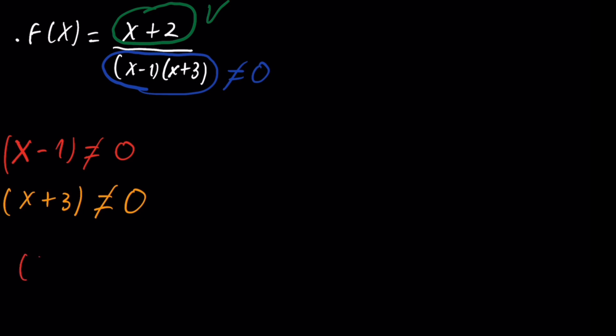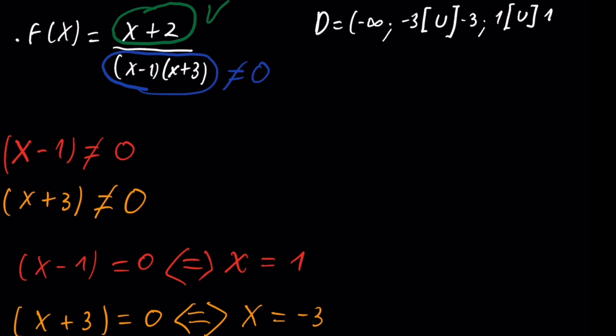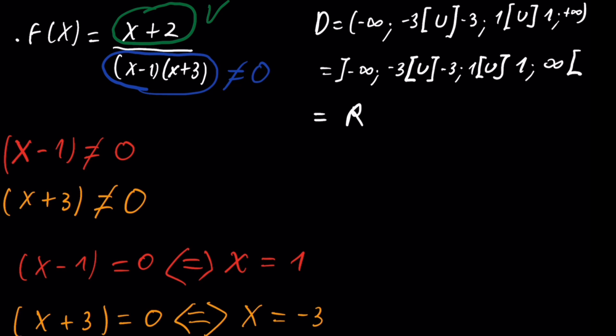By solving the equations x minus 1 equals 0 and x plus 3 equals 0, we find out that the forbidden values are 1 and minus 3. We can now deduce that the domain is the set of real numbers excluding minus 3 and 1, which can be denoted as previously in three different ways.